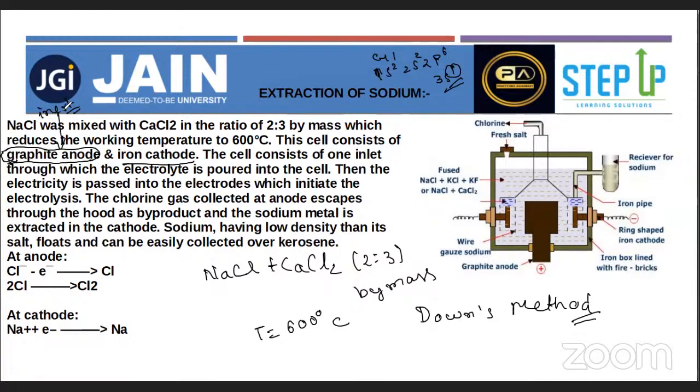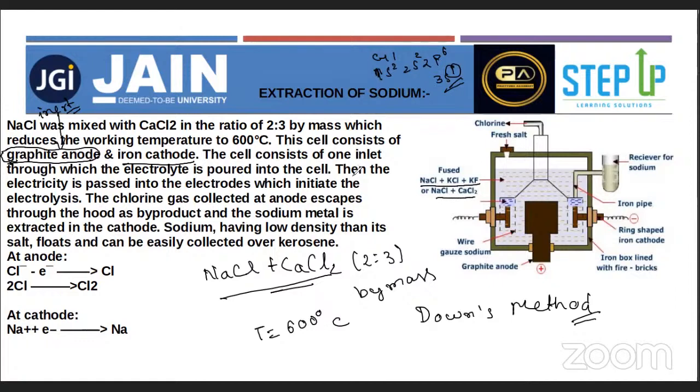Now, the cell consists of one inlet through which the electrolyte is poured into the cell. What is the electrolyte here? Electrolyte is being poured from here. So either you use NaCl plus KCl plus KF, or we use NaCl plus CaCl2. It is being fed from this in the solution.